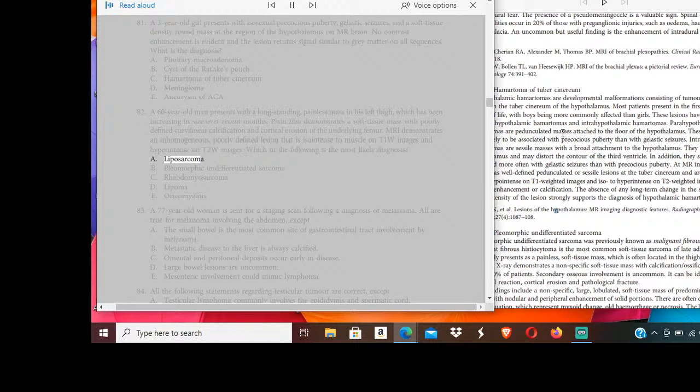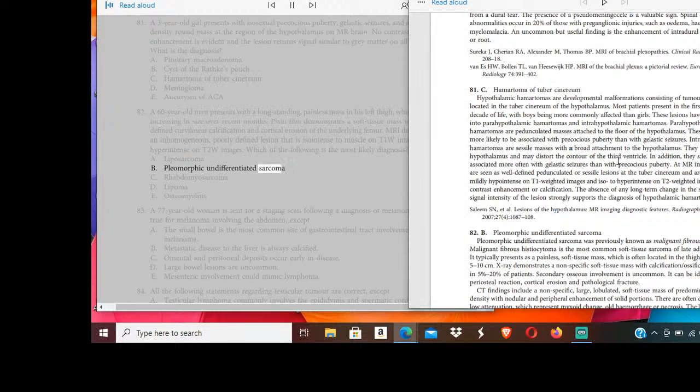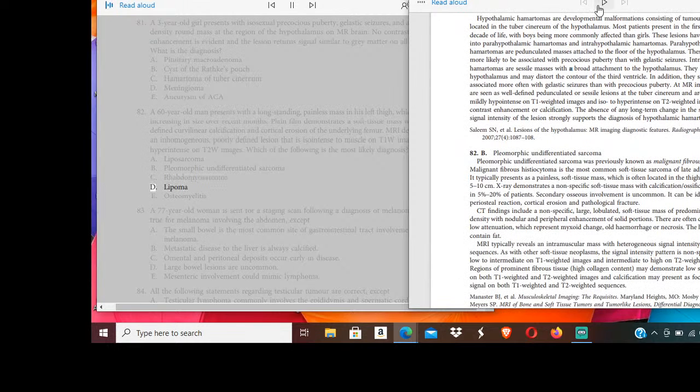A. Liposarcoma. B. Pleomorphic undifferentiated sarcoma. C. Rhabdomyosarcoma. D. Lipoma. E. Osteomyelitis.